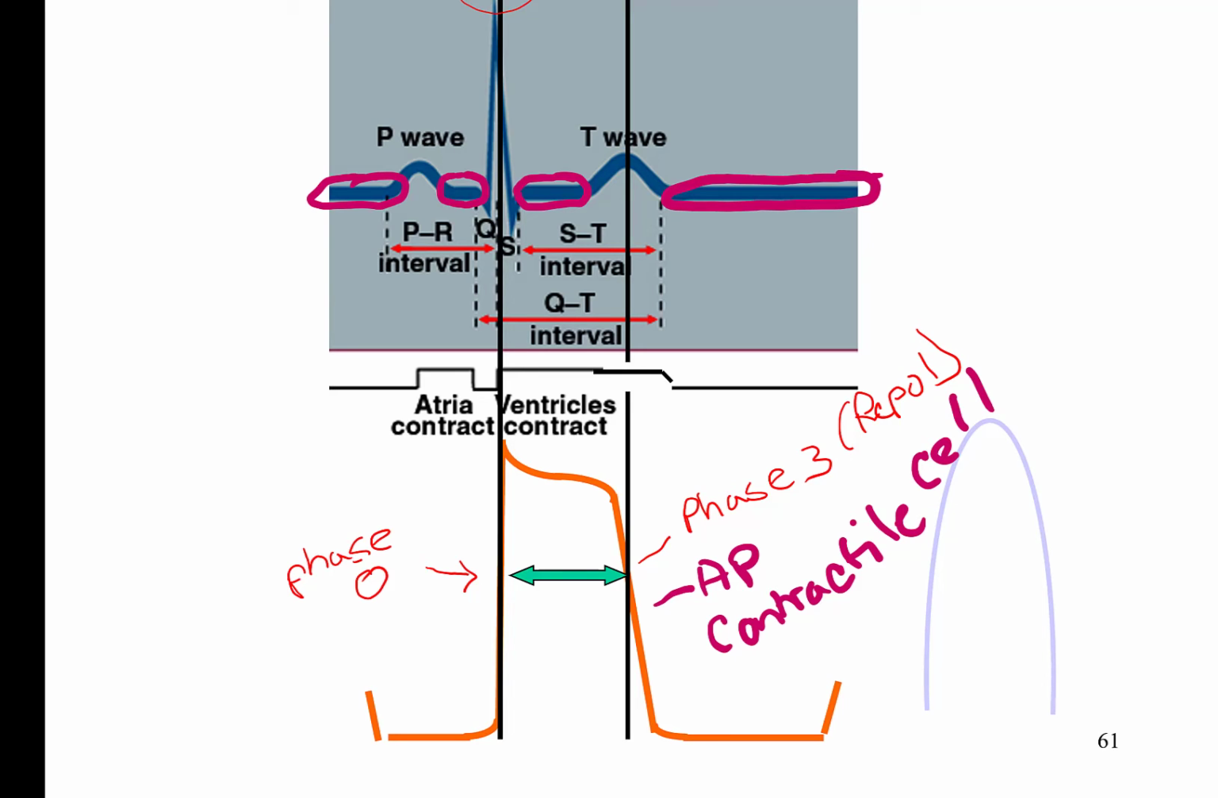And notice that the mid-portion of phase 3, I should say, approximates the middle portion of a T wave, representing when the ventricles repolarize. If you watched your specialized and contractile cell lecture, you know that phase 2 of a contractile cell is very important. It's the plateau phase. Notice that this correlates with this flat line part between the S and the T. That flat line portion is called the ST segment.